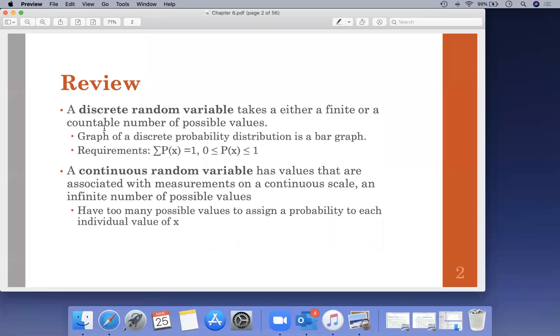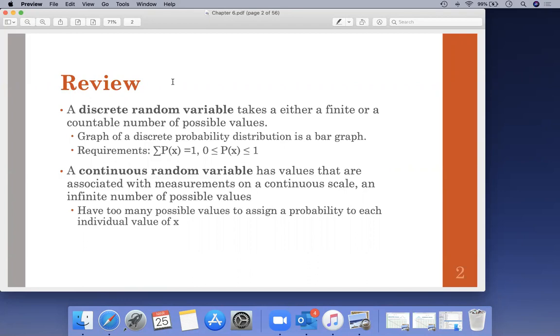First thing you have to know, what is a discrete random variable? Actually, in chapter 5, we learned about this one. What is a discrete random variable and what are the properties of that random variable? I will just do it again. If you have a discrete random variable, it can take either a finite or a countable number of possible values.